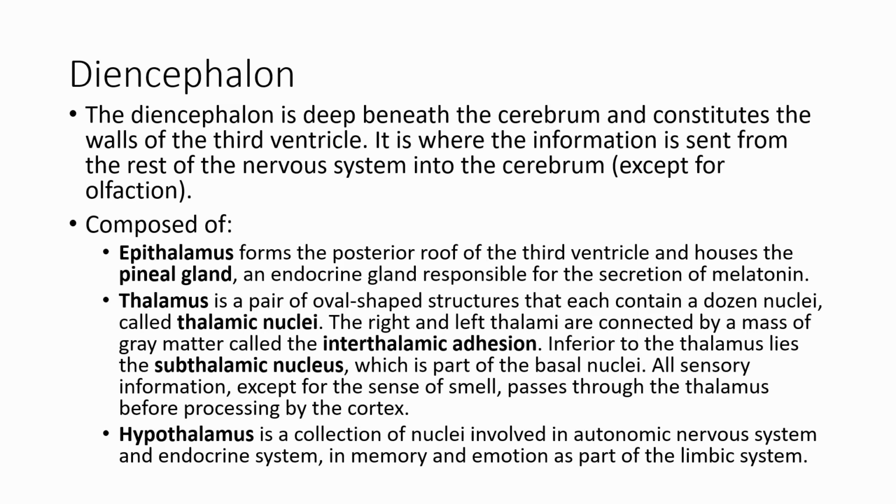And then the hypothalamus, hypo meaning below, right, or low. So the hypothalamus, this is a bunch of nuclei that are involved in your autonomic nervous system as well as your endocrine system. It's also involved in your memory and emotion when we get into the limbic system, which we'll talk about at the end of this video. I like to think of the hypothalamus as the bridge between the nervous and the endocrine system. So we'll see the hypothalamus come back later when we get into the endocrine system as well.